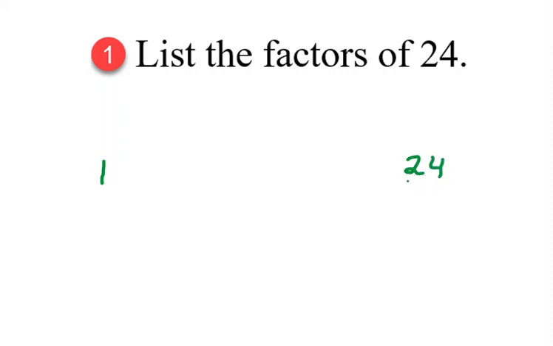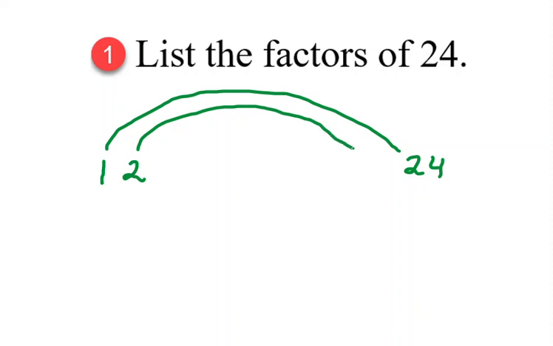Now we're going to do something called a factor rainbow. We always start with the lowest number first. There's always going to be a 1 here. And then we go over and we connect it to the 24. Okay. Now, after we do the ones, we try twos. Well, we know this is an even number, so we know that it's divisible by 2. So 2 times something equals 24. Okay? 2 times what equals 24? 2 times 12 equals 24, right? So we've got 2 of them right there.